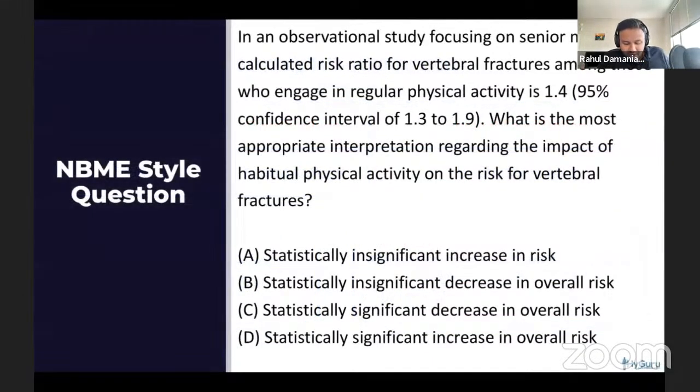Next question. What is the most appropriate interpretation regarding the impact of habitual physical activity on the risk for vertebral fractures? In an observational study focused on senior men, the calculated risk ratio for vertebral fractures among those who engage in regular physical activity is 1.4, the 95% confidence interval being 1.3 to 1.9. Statistically insignificant, statistically insignificant, statistically significant, or statistically significant? Go ahead and read through the answer choices and tell me what you think.